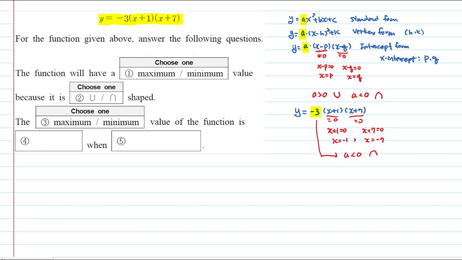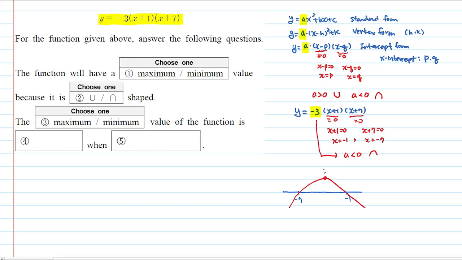Now, knowing the x-intercepts, we can draw the rough graph. So mark negative 7 here, mark negative 1 here. Graph it as an upside down U shape. So your vertex will be the maximum value of this function. So your y value gets as high as the y coordinate of the vertex.